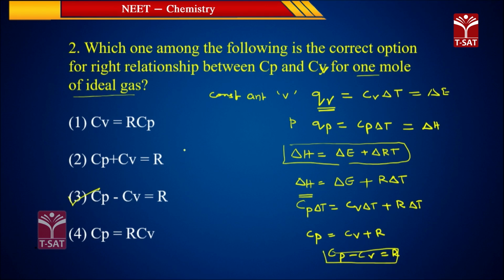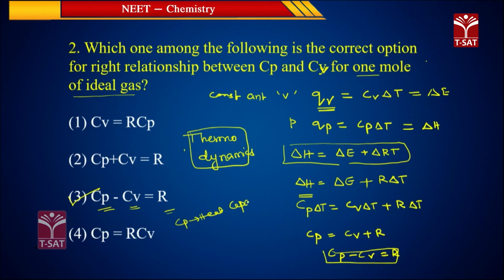This particular topic is from which chapter? It is from the thermodynamics chapter, very important, heat capacity. This is also a 2023 question. So the correct relation is Cp minus Cv is equal to R. Cp is heat capacity at constant pressure. Cv is heat capacity at constant volume.